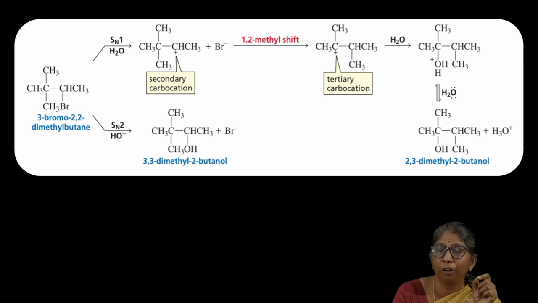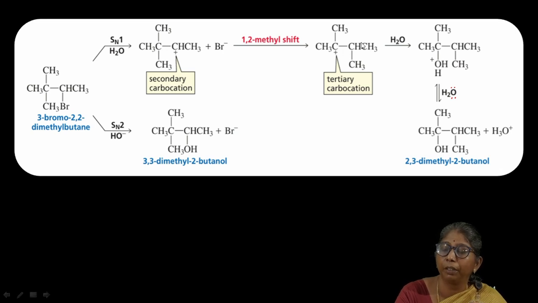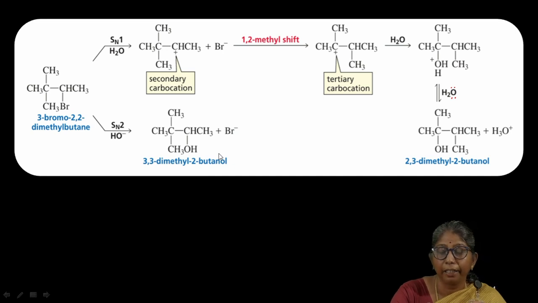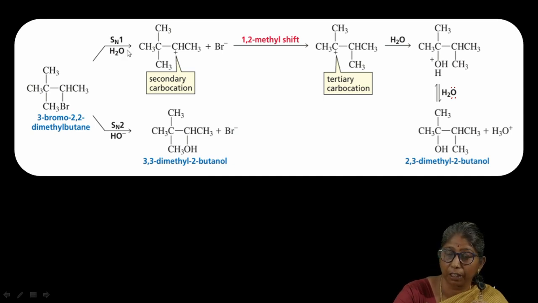That is important in the way you consider the reaction coordinate diagram. Now coming to this, water will attack this position, and so we get this protonated compound, and then finally H plus is removed by water, and so you get the final product. So see the product here: 3-bromo-2,2-dimethylbutane will lead to 3,3-dimethyl-2-butanol in the case of SN2, but in the case of SN1 that is not the product. Instead it is 2,3-dimethyl-2-butanol.